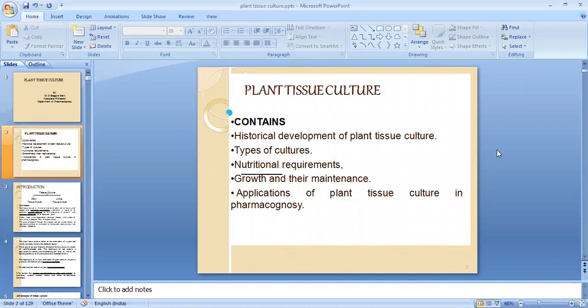So if you take the plant tissue culture, it contains the definition part, the historical development, the types of the various tissue culture methods, the nutritional requirements, growth and their maintenance, and at last the applications of plant tissue culture in pharmacognosy. That is nothing but how it is useful in developing a whole intact plant, or otherwise the secondary metabolites which are used industrially as well as in the medicinal field.